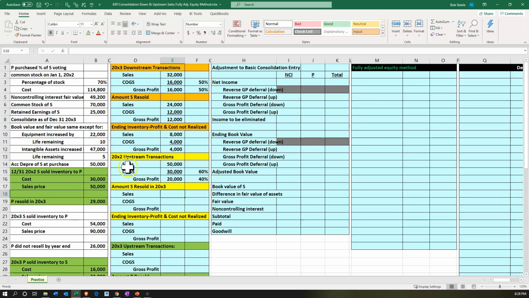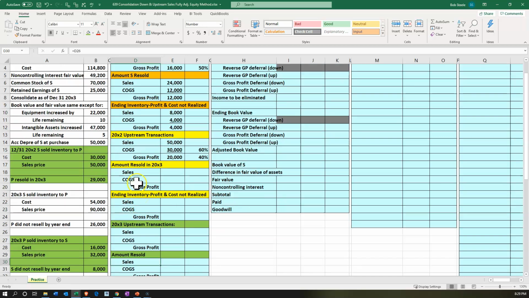Then we're going to say that P resold in 2000X3, in the current year. So this was prior year. Nothing was sold in the prior year. We sold part of it. Part of it was resold in the current year. And this is the amount that P would have resold, the resale here. So S sold to P, the parent. P has it. Now P is going to resell it here in 2000X3.